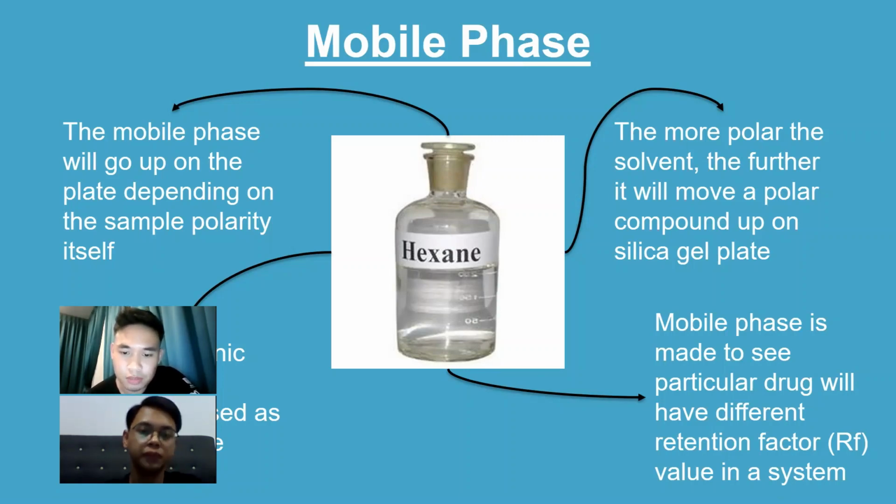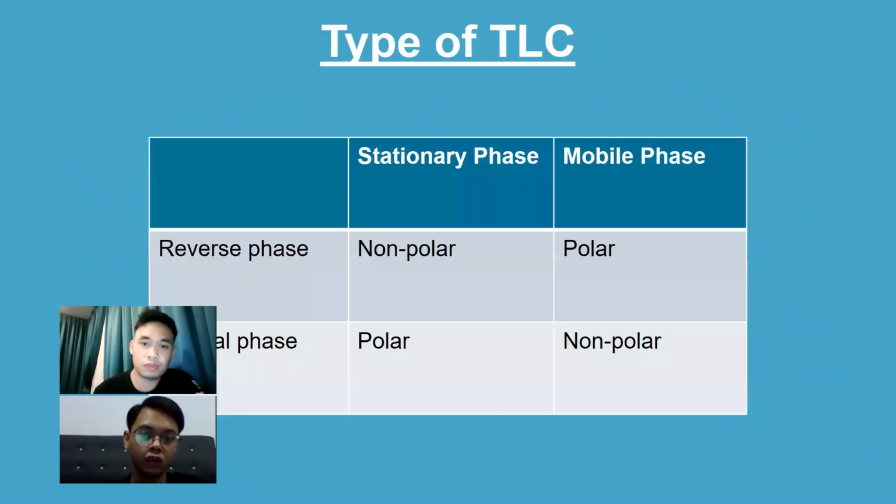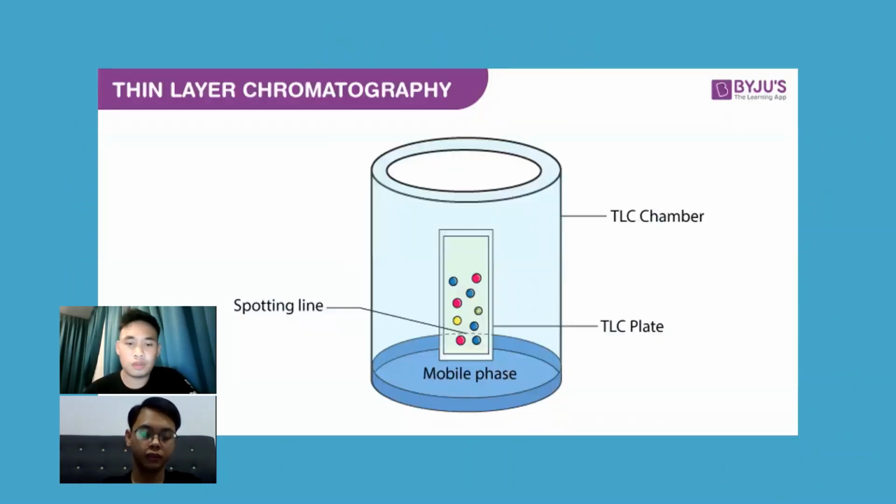For example, when we use a polar mobile phase, the mixture which is polar will move further on the TLC plate. And if the mobile phase used is non-polar, the same applies: it will move the non-polar mixture further.